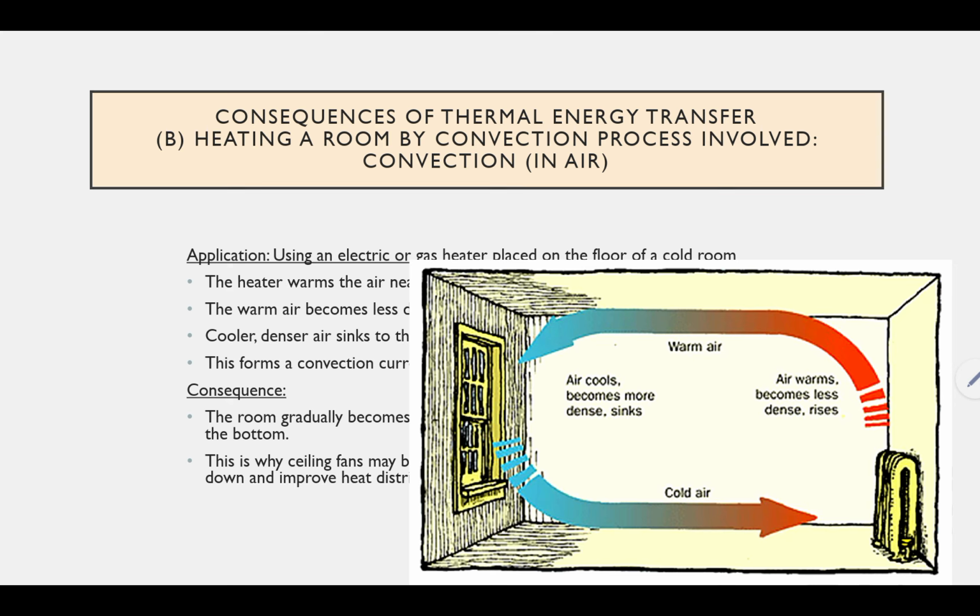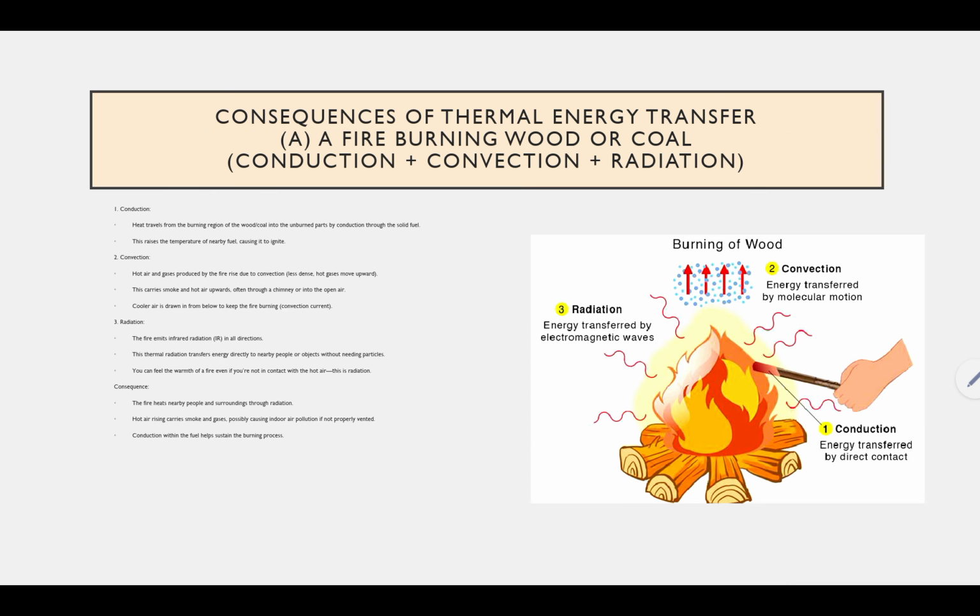Here's the third example, a fire burning wood or coal. Here we have conduction, convection, and radiation. Radiation, of course, because it's coming from the fire. Conduction, because of the wooden piece that he's holding, which is a solid. And we said anytime it's transferred by direct contact from a solid, it's conduction. And convection, as the heat is transferred to the air, which is a fluid. And we said with fluids, it's convection.